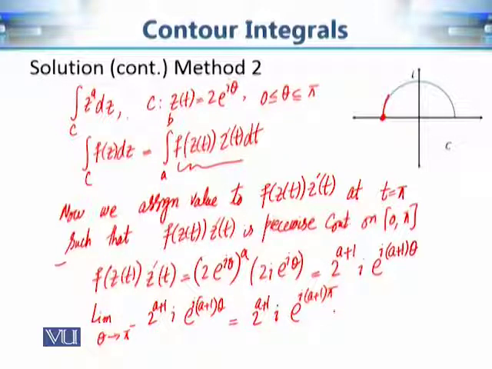And if we say that this is the functional value, okay, so this is basically f of z of pi, z prime of pi. So if this limit value is equal to the functional value, then everything is going to be simple. This integrand is going to be piecewise continuous and we can easily calculate its value. So that's what we did in this case.